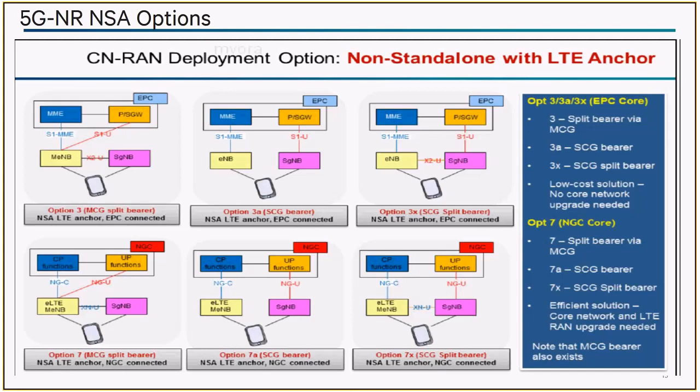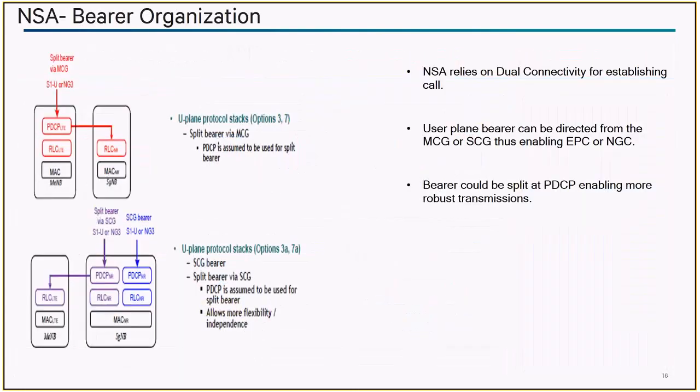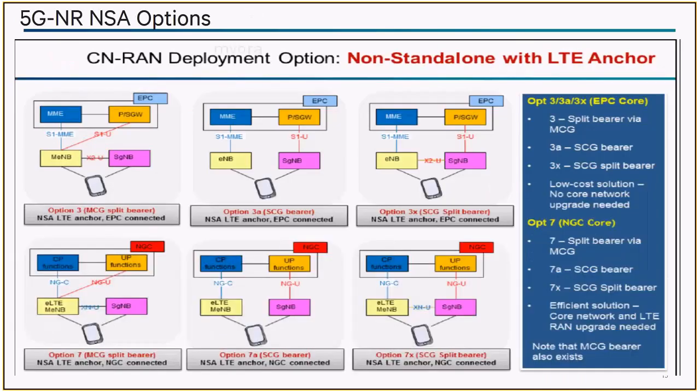So instead of using EPC, you deploy a whole new 5G core network, add a 4G base station, and do that. That is one of the reasons why option 7 is not finding many takers, because for option 7 you have to upgrade the core as well as the RAN. You have to deploy a new core and buy a new 4G base station.